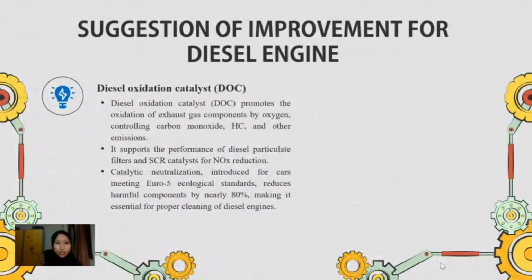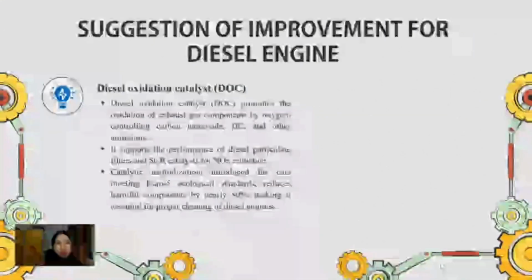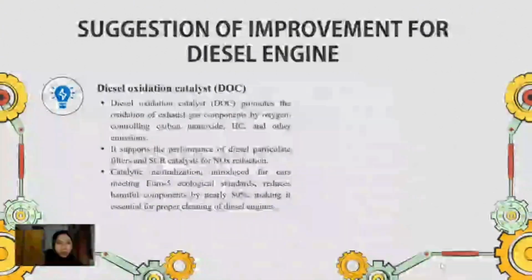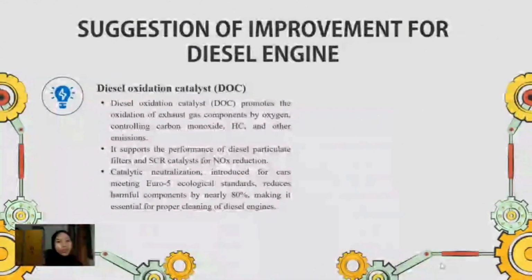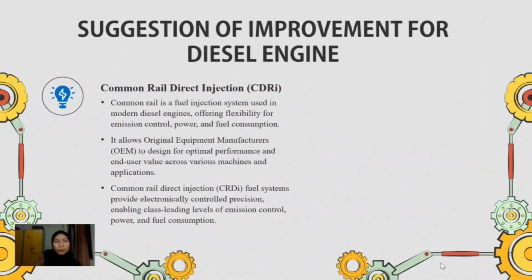Next, suggestion of improvement for diesel engine. Diesel oxidation catalyst. Diesel oxidation catalyst promotes the oxidation of exhaust gas components by oxygen, controlling carbon monoxide, HC, and other emissions. It supports the performance of the diesel particulate filter and SCR catalyst for NOx reduction. Catalytic neutralization, for cars meeting the Euro 5 ecological standard, reduces harmful components by nearly 88%, making it essential for proper cleaning of diesel engines. This is diesel oxidation catalyst.